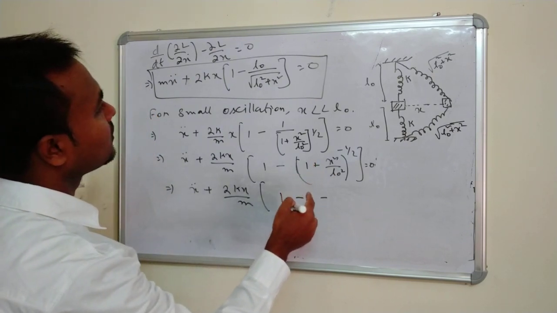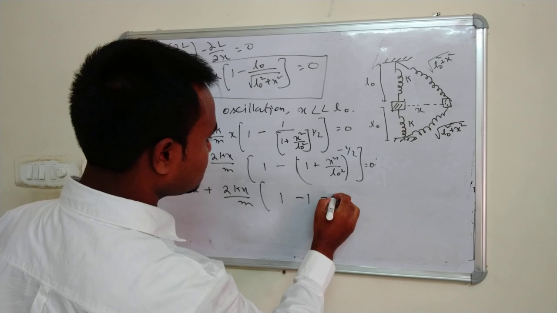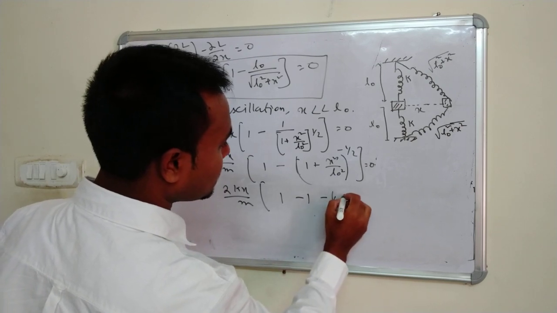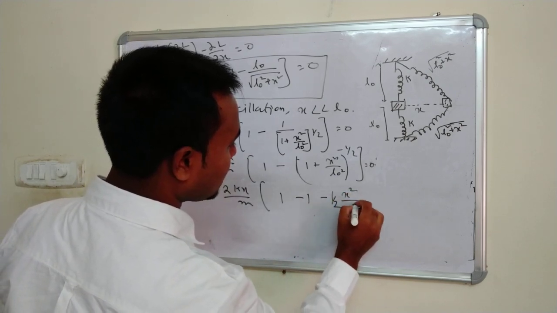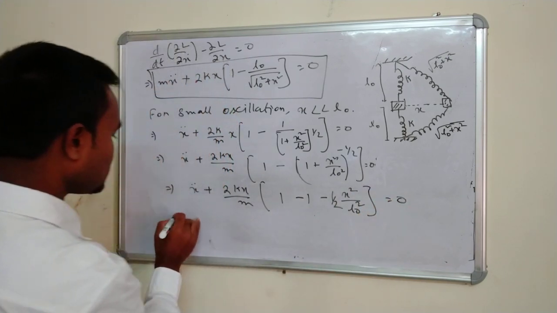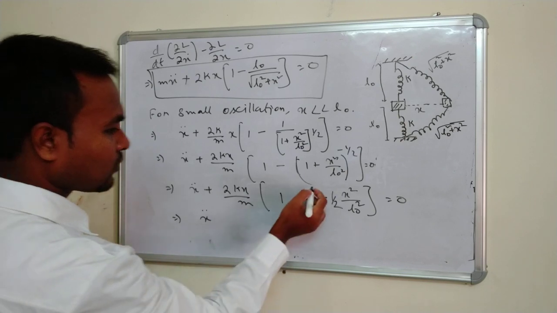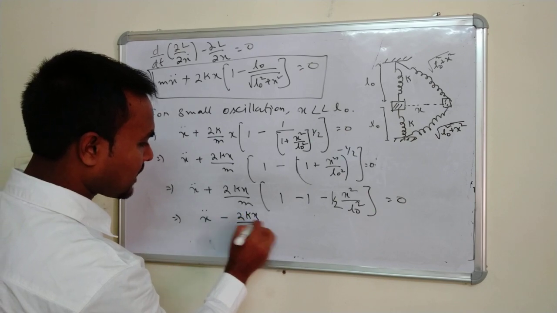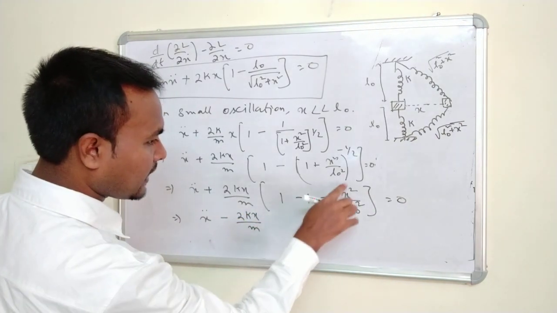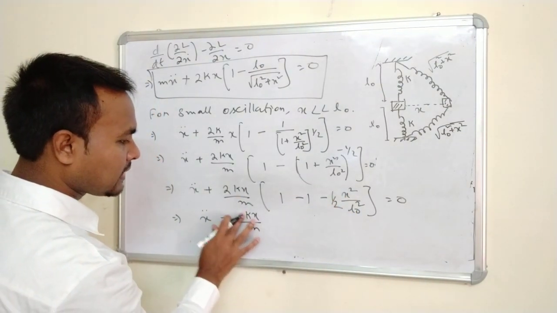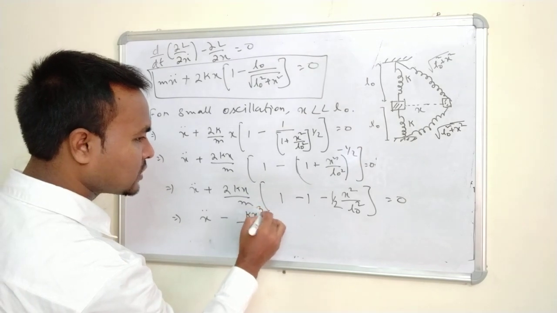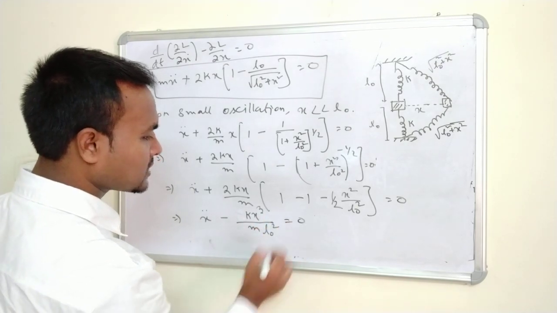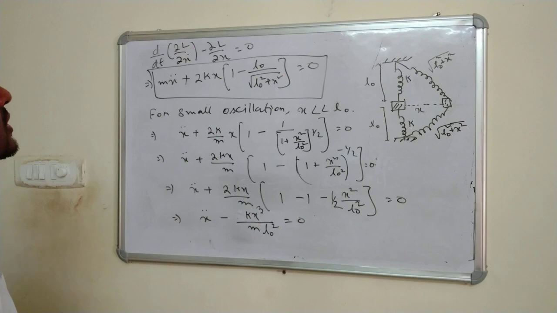it will be minus half x square by L0 square, that is equal to 0. x double dot, 1 gets cancelled, x double dot minus 2kx upon m, again 2 gets cancelled, x and x cube by m L0 square, this is equal to 0.